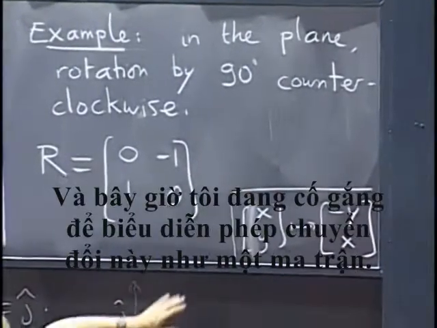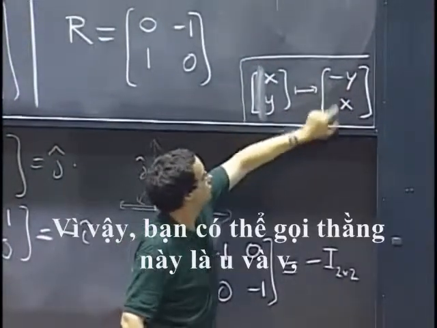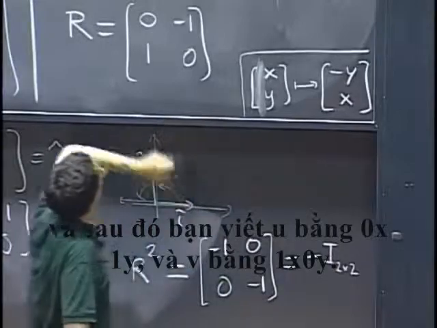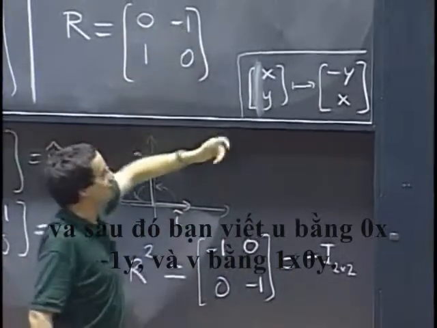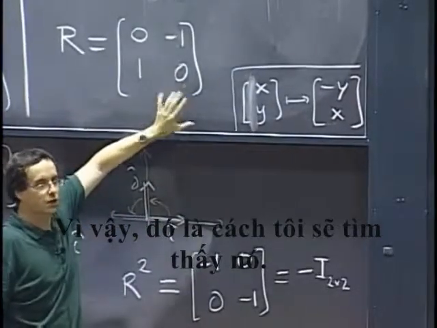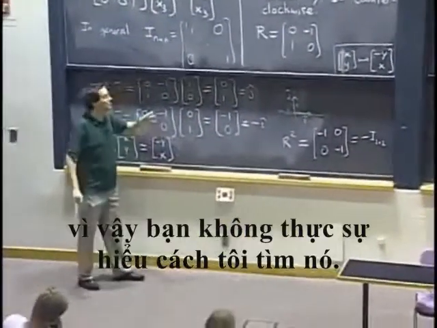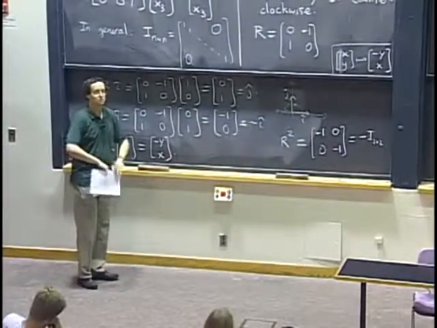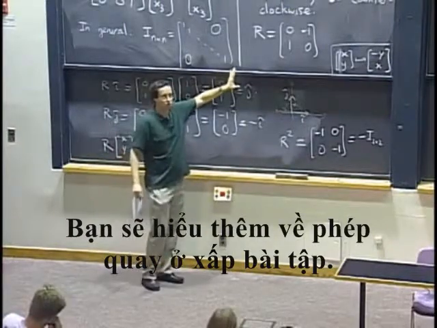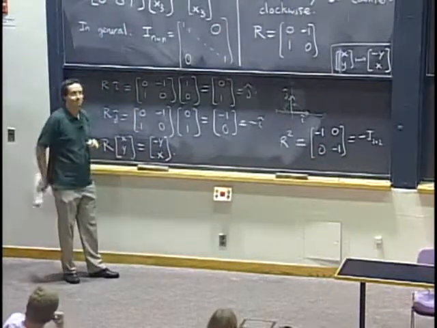And so now I'm trying to express this transformation as a matrix. If you work out how these work, maybe you want to call them u and v, and you write u equals 0x minus 1y, and then v equals 1x plus 0y. So that's how I would find it. Here, actually, I just gave it to you ready-made, so you didn't really see how I found it. But you will see more about rotations on the problem set.